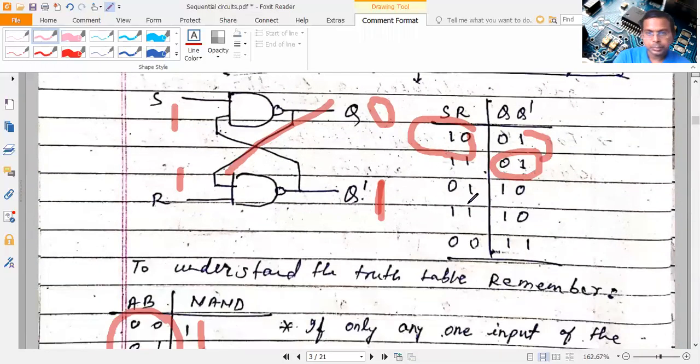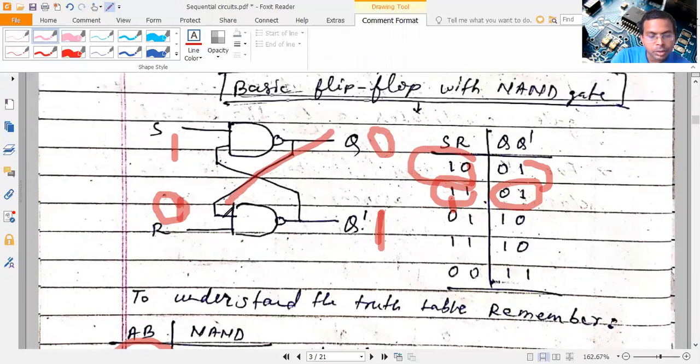Now out of these two 1, 1, one is changed to 0. Suppose S is changed to 0. What will happen? Since one input is 0, this is going to become 1. So output is becoming 1 instantly. And since this 1 is reaching here, both the inputs become 1 now. So if both the inputs are 1, output is becoming 0. So in this case, 0, 1, output is 1, 0. Similarly, you can see other outputs.